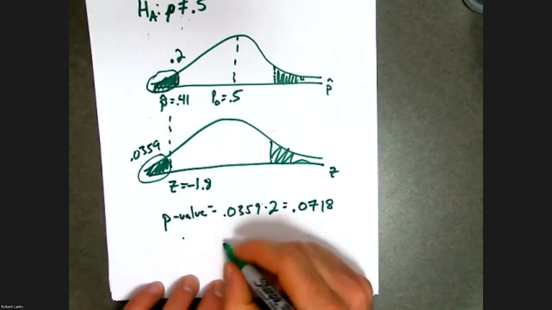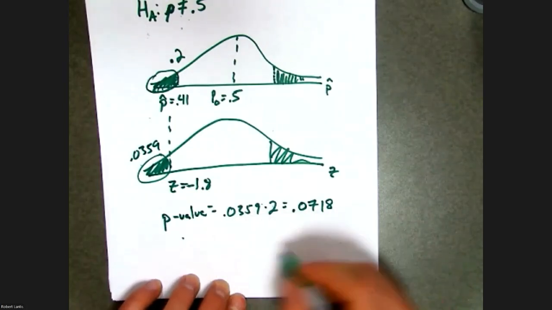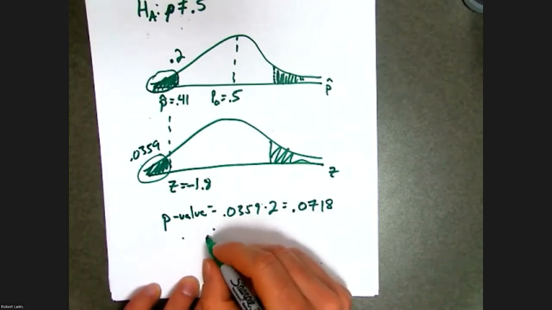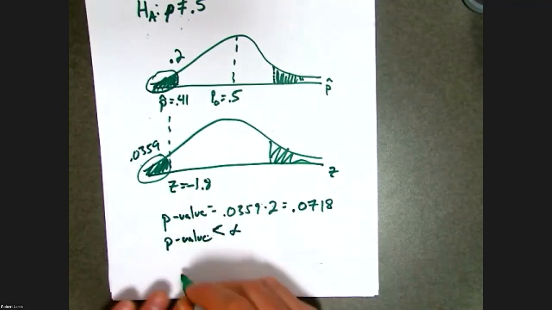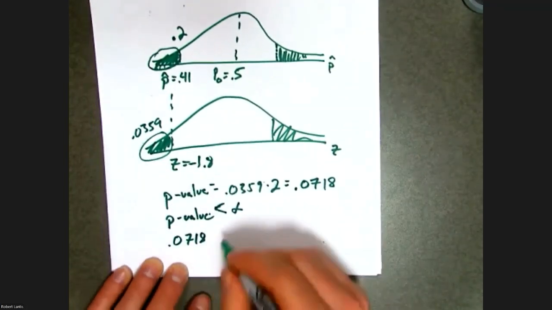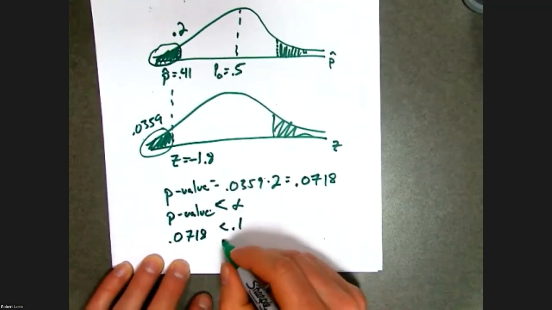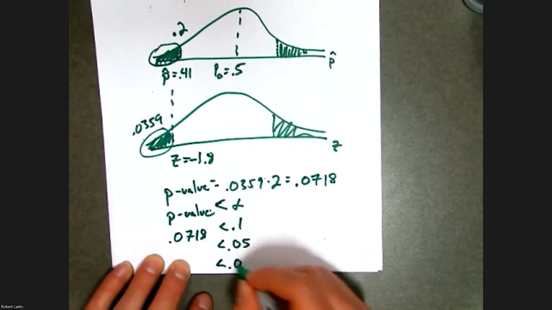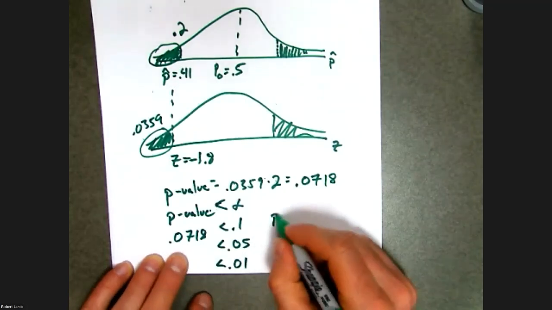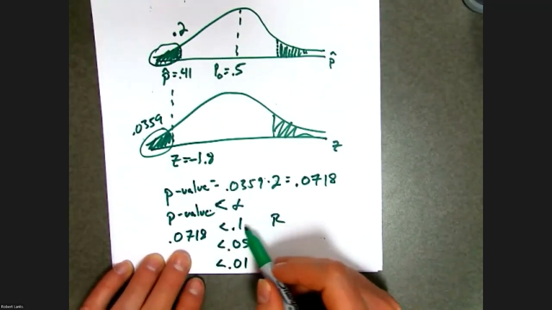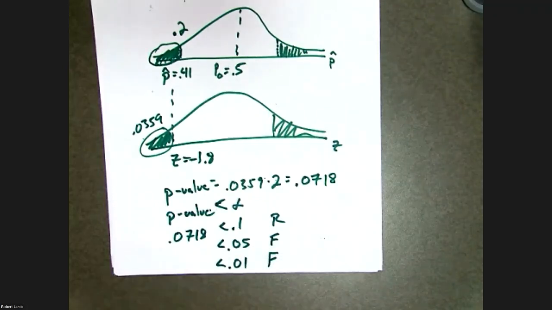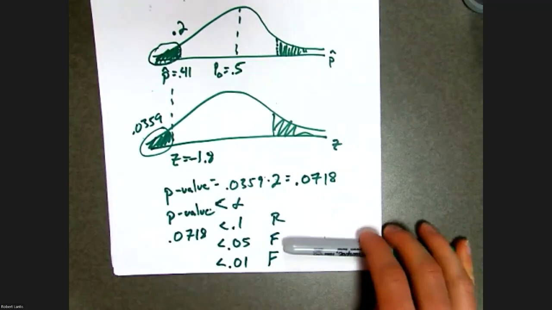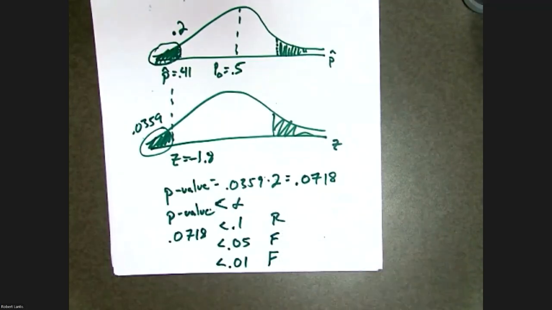Now, what levels can I reject at? Well, we only reject if my p-value, here, we'll write it out again, is less than alpha. So is my p-value of 0.0718 less than 0.1? Is it less than 0.05? And is it less than an alpha of 0.01? Yes, so I can reject at the 10% level, but it's not less than 0.05 or 0.01, so I fail to reject at the 5 and 1% significance level, or I fail to reject with 95 or 99% confidence.